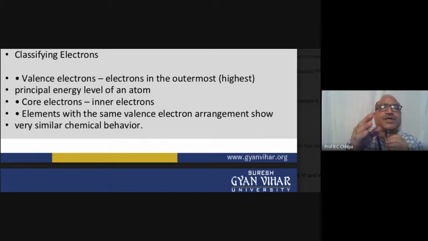For example, the nitrogen. In case of nitrogen, 7 electrons are there. Electronic configuration of nitrogen, atomic number 7: 1s2, 2s2, then the 2p3. So 4 plus 3, that is 7. So now the 7 electrons are there in nitrogen. So, the outermost electrons.